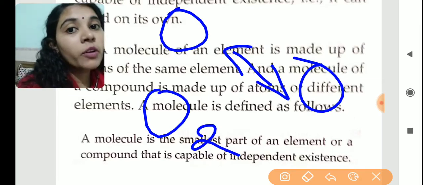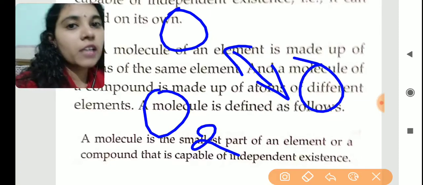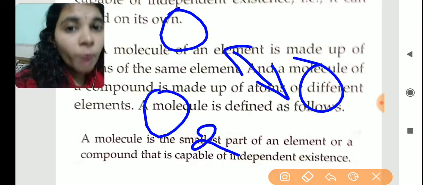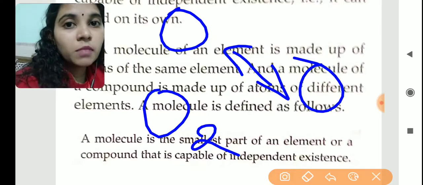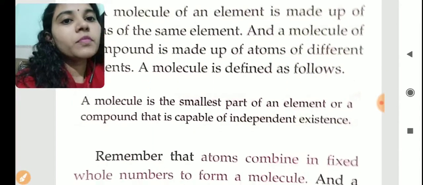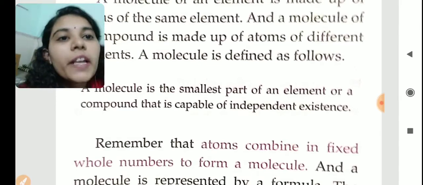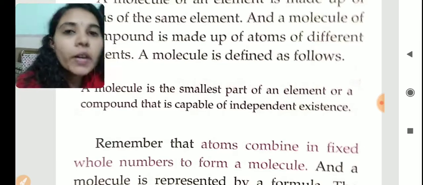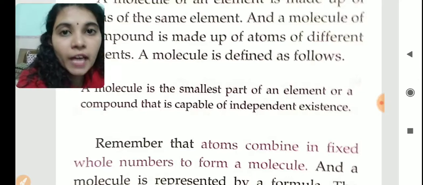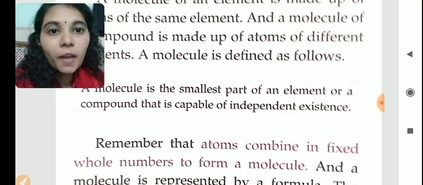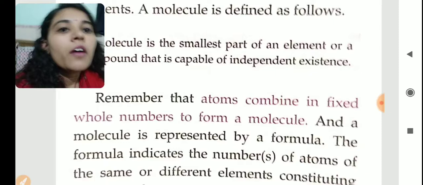But what is a compound? A compound means a combination of elements, which we studied at the beginning of today's class. Combination of elements is called compound. Combination of atoms is called molecule. Okay. Then a molecule is the smallest part of an element or a compound that is capable of independent existence. Or in a simple way we can write, a molecule is the group of atoms which can exist free in nature.